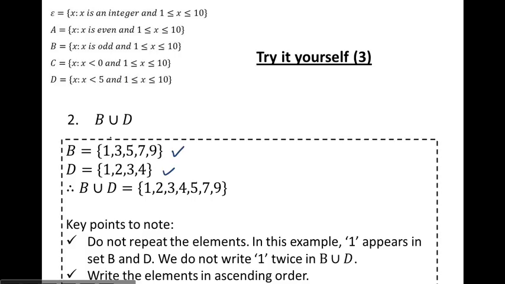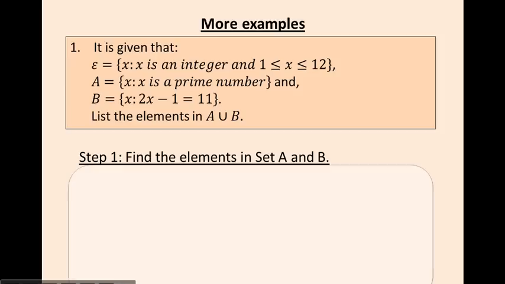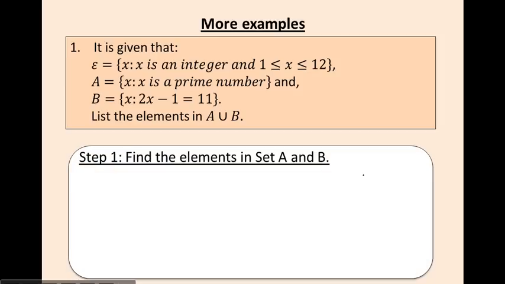If I were to ask you this question, find the number of elements for B union D, what will be your answer? Yes, correct. The number of elements for B union D will be 7, because there are altogether 7 elements found in B union D. I hope you are very sure on how to work this out. So let's look at one more example.